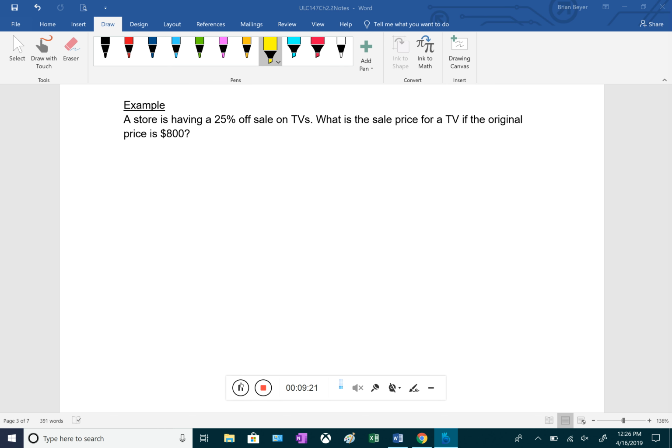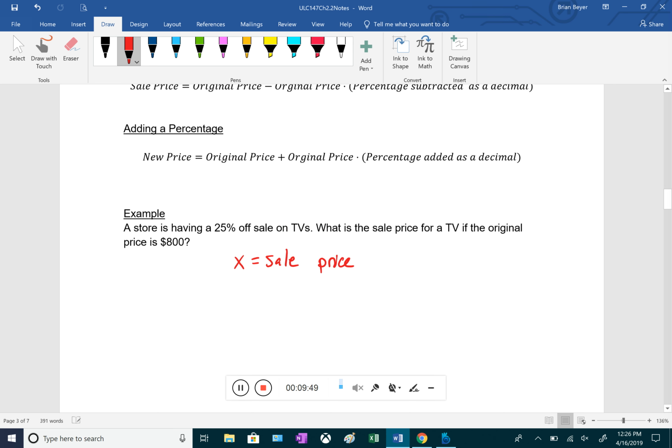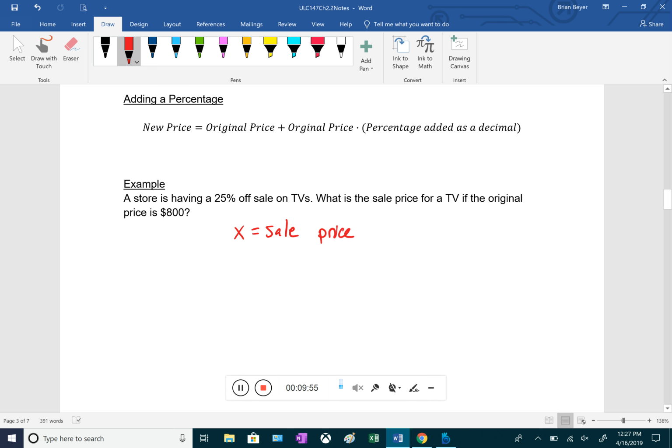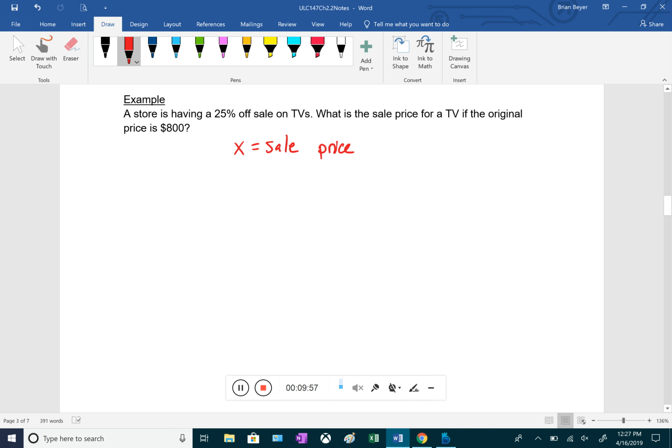So we have a store is having 25% off on sale on TVs. We want to know the sale price for a TV if the original price is $800. So essentially we're saying that we have an $800 TV and we're taking 25% off. What is the new price? So let X here be the sale price, which is what we're looking for. So the formula we'd be using is going to be that first one. We are subtracting a percentage, right? Because we're trying to find a percentage off. So you can memorize those formulas up there, it's good just to think about what you're actually doing.